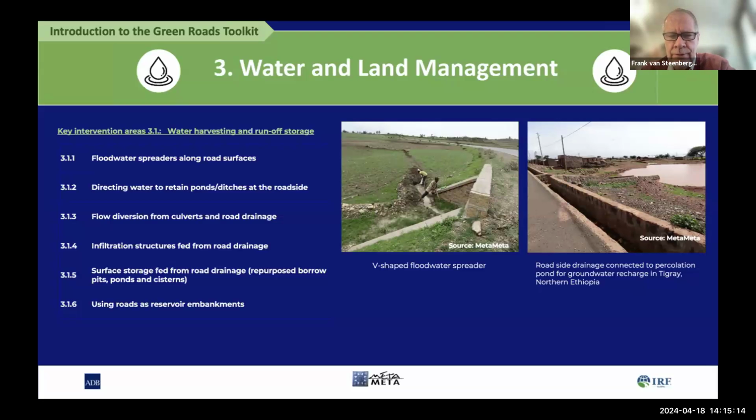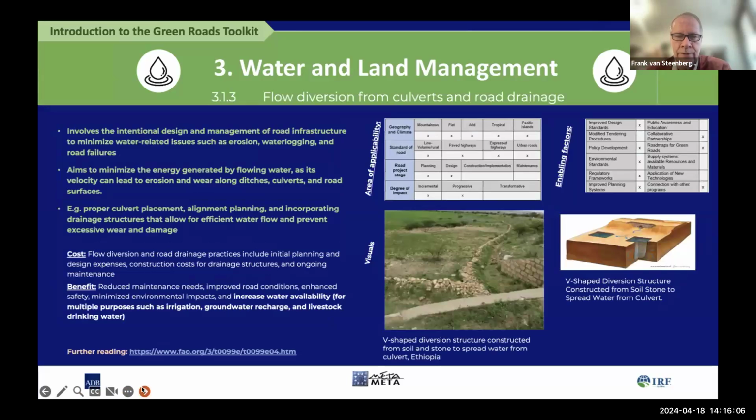So the first theme, for instance, is water harvesting and runoff storage. If you look at what is possible, and what can be easily implemented, these are the sort of things we should think of: floodwater spreaders along road surfaces, directing water from the roads to where it can be used beneficially, for instance ponds, infiltration ditches, proper diversion of water from culverts and road drainage, infiltration structures which are fed from road drainage, surface storage fed from road drainage, and also using roads as reservoir embankments. So creating a reservoir with the road embankment as part of the structure.